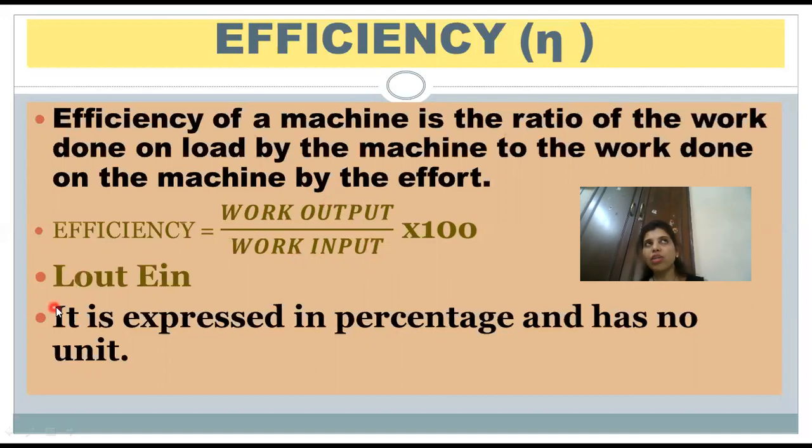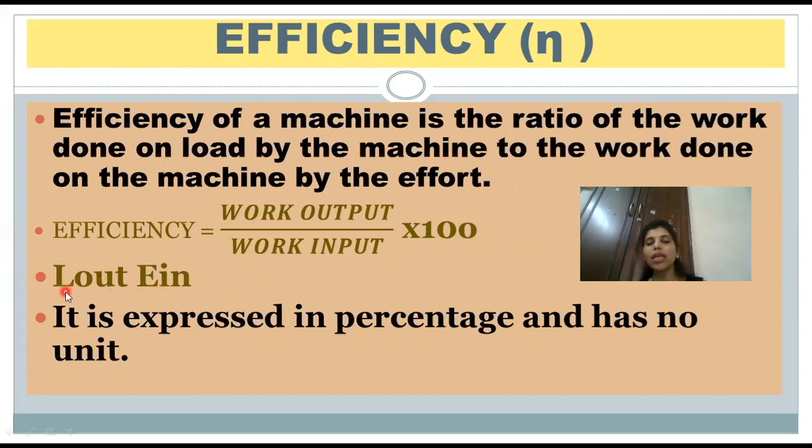So when you're remembering how to remember that output is related to load and input is related to effort, I've written this term over here, lout in. Lout in means you will remember lout: output with load, in: effort with input. So you can remember this particular abbreviation, so that you will remember that work output is related to the load and work input is related to effort. Now, lout in is going to help you to remember that.